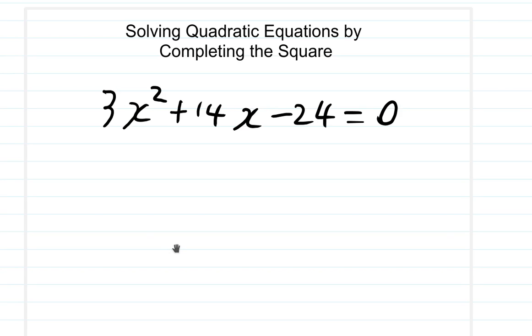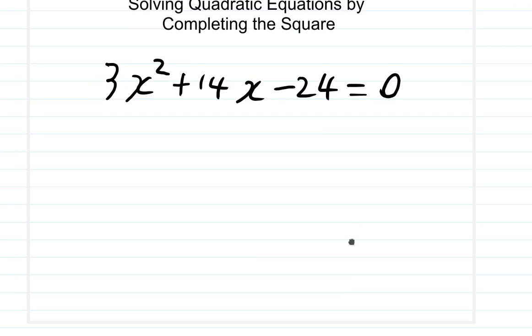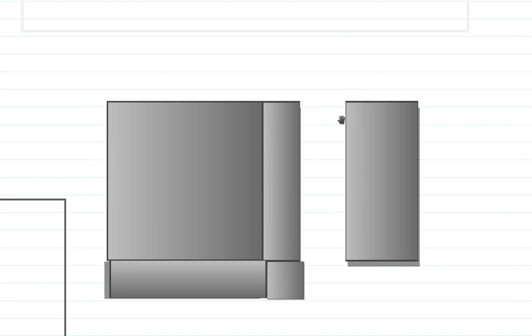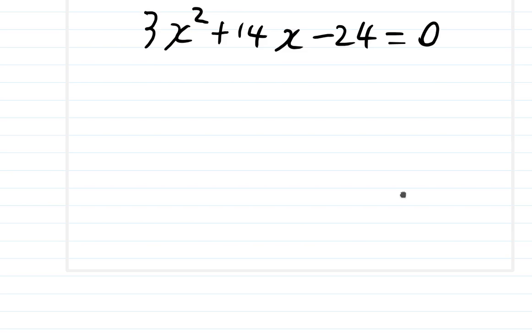Let us solve 3x squared plus 14x minus 24 equals 0 using completing the square. Now, I have a few shapes here in order to help us understand what's going on. Remember, we're going to use a shape now, but the shape is just for understanding what's happening behind the scenes. After you practice quite a number of them and you understand what's really happening, then you can leave out the shapes and you would work a lot faster.